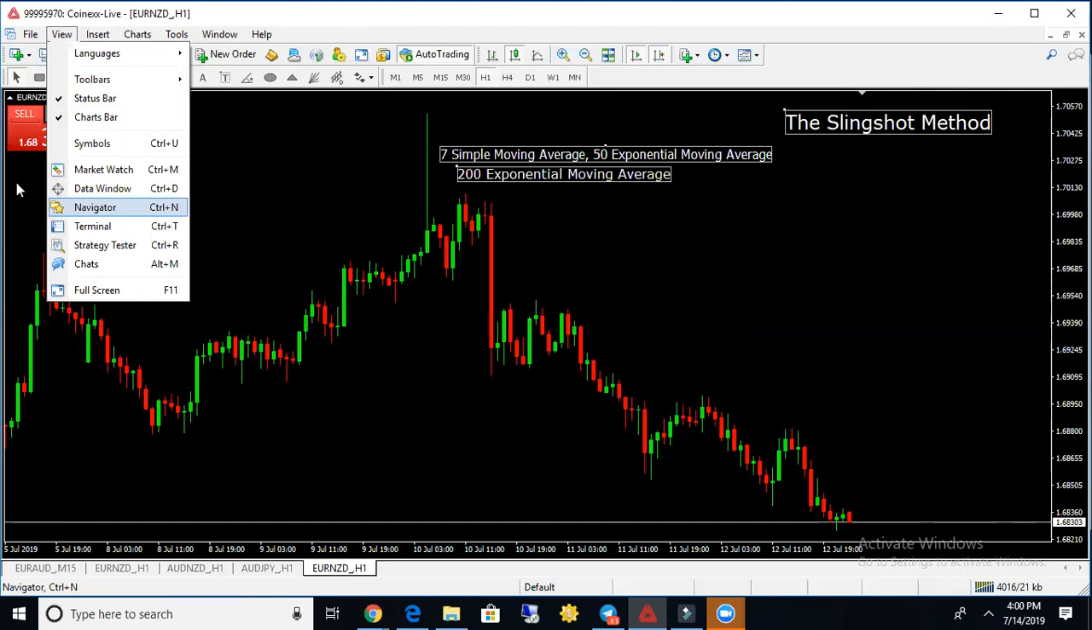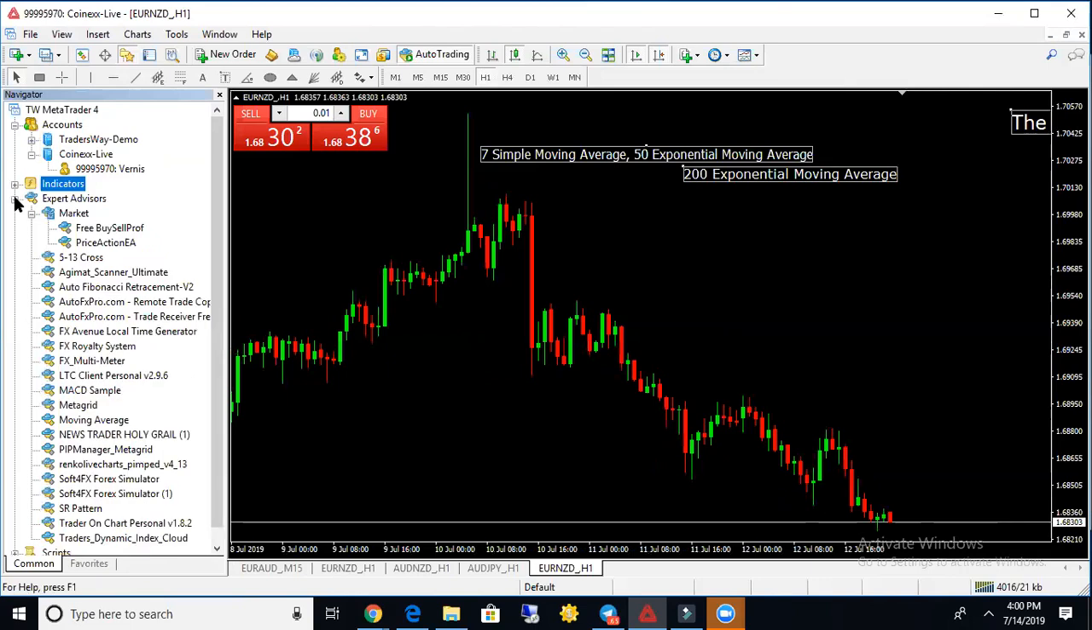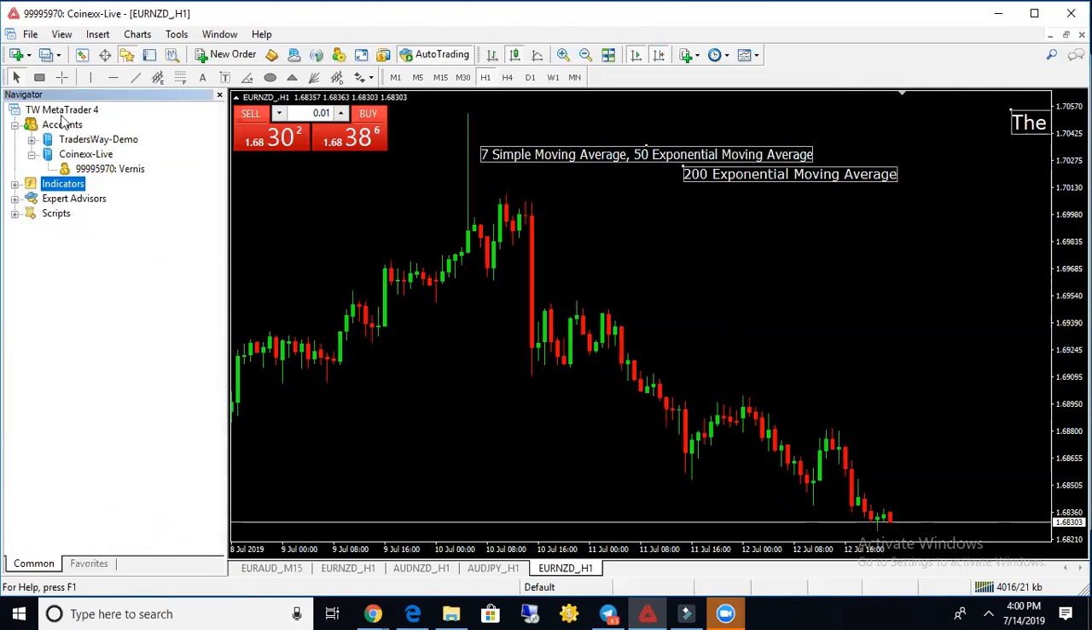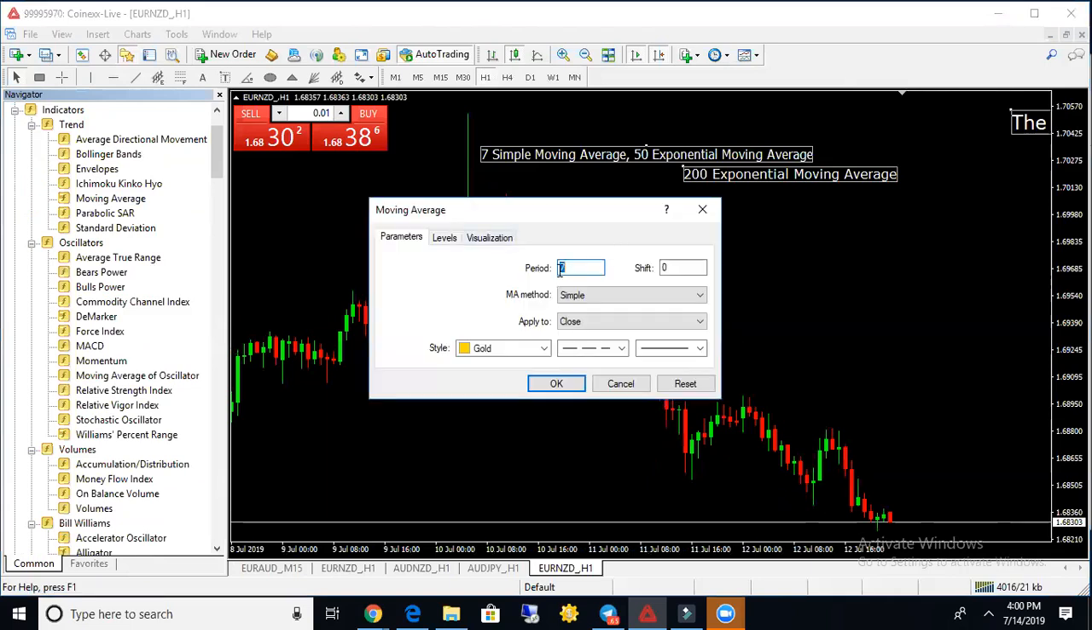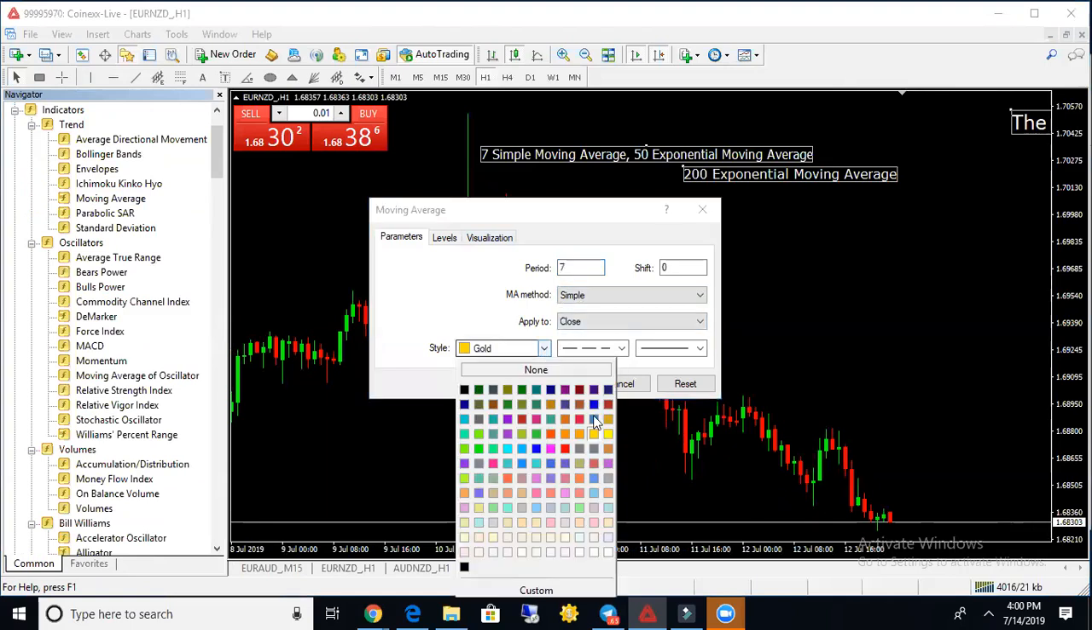Okay, your chart is probably going to look like this. Okay, all you're going to do is click on where it says indicators. You're going to click on the plus symbol. Find moving average. Click on that. Right here it says period. You can put in 7. Make sure it says simple. The color is gold.